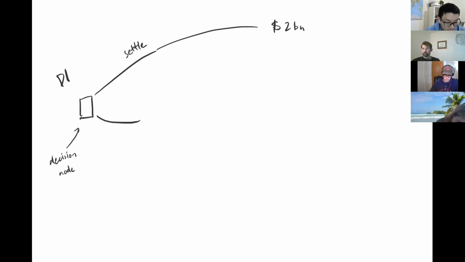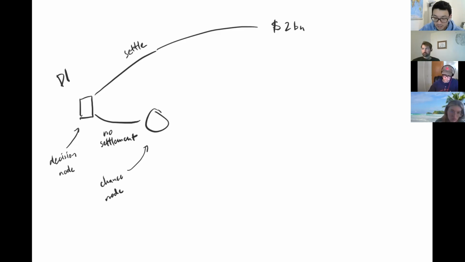And then you can also choose no settlement. Okay, so that is our other option, in which case we hit a chance node. So this is a chance node, right? And as a reminder, the way that we can tell the difference is that if the shape is a square, it's a decision node. If it's a circle, it's a chance node. And there's 3 different outcomes of the chance node.